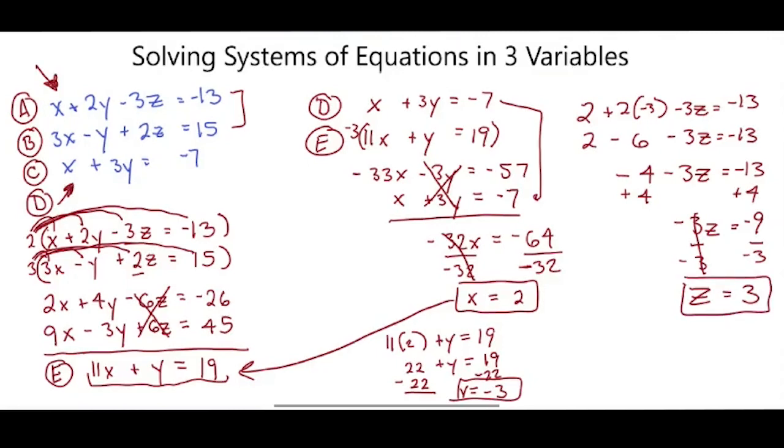So x is 2, y is negative 3, and z is 3. So our ordered triple, our answer, is 2, negative 3, 3. And I would recommend plugging these in for x, y, and z into the 3 equations just to check to make sure that they work. But for now, your final answer for solving systems of equations in 3 variables is 2, negative 3, 3.